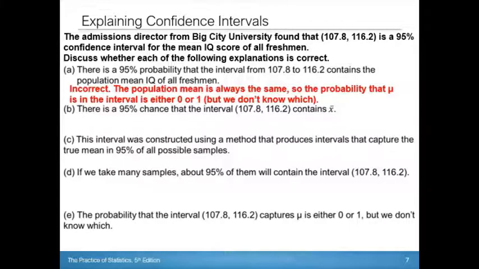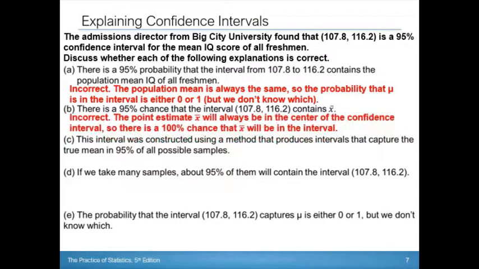All right, B. There is a 95% chance that the interval 107.8 to 116.2 contains X bar. Well, this is wrong because there's a 100% chance that it will contain X bar. X bar is always in the dead center. It's the midpoint of our confidence interval. So it's confusing you a little bit there, so you have to know your terminology.